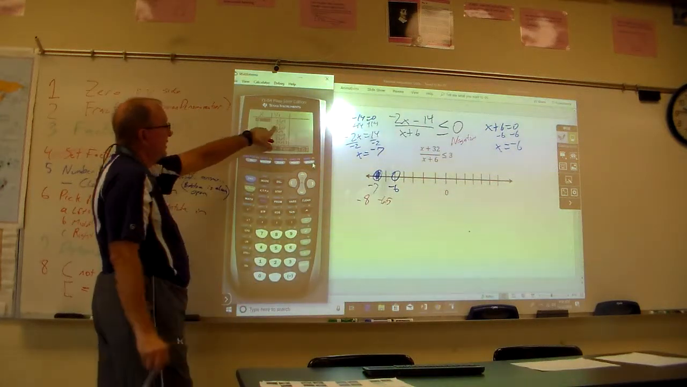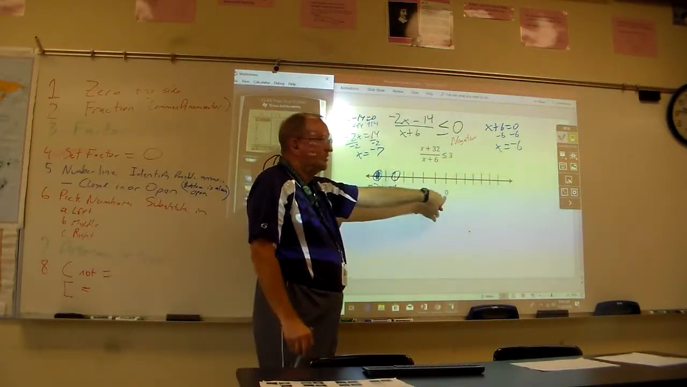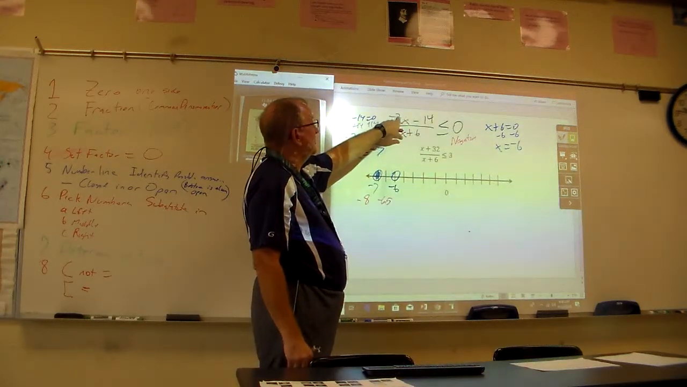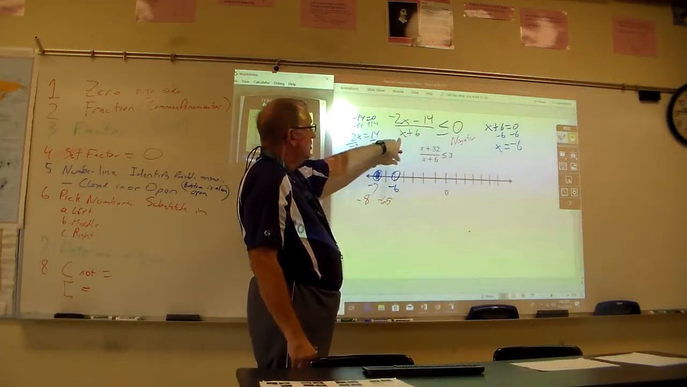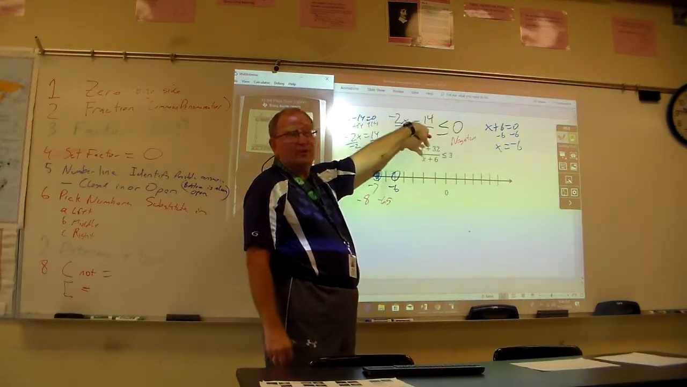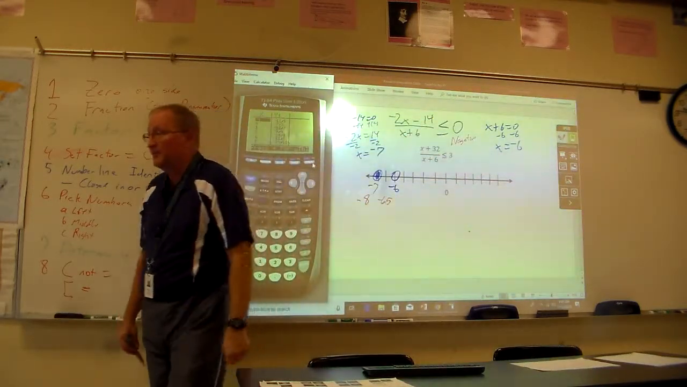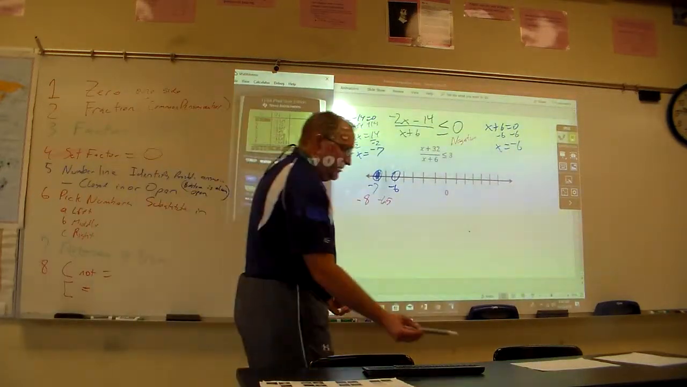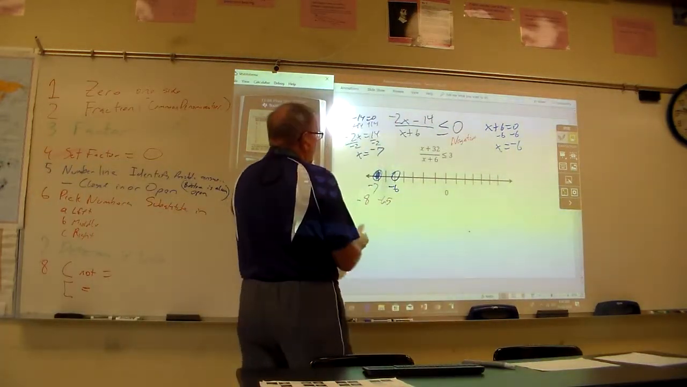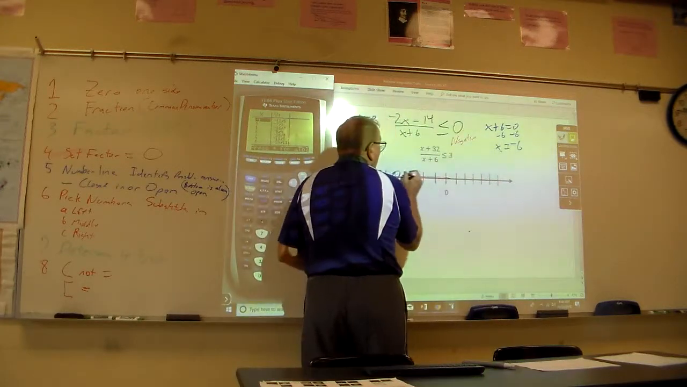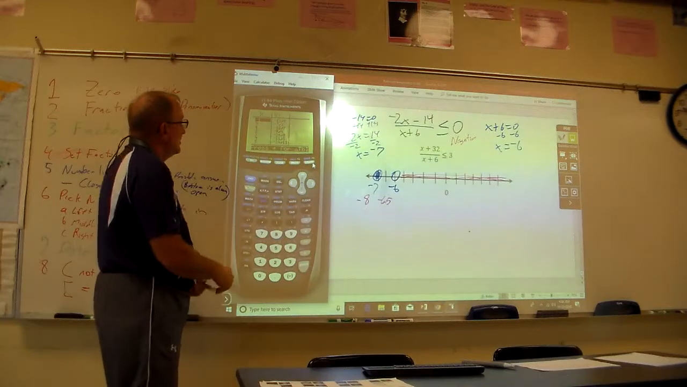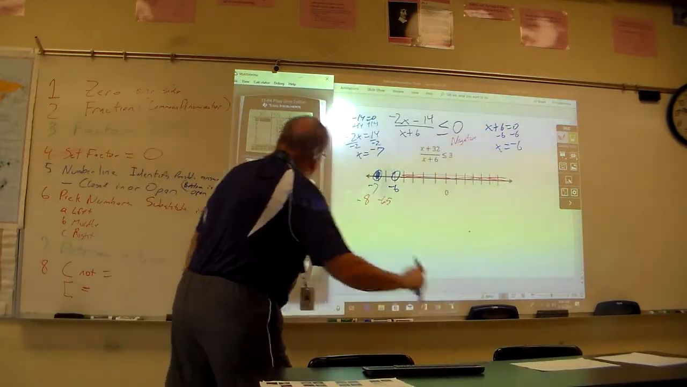And notice, what do we see at 0? At 0 I got negative 7 thirds. Which if I put a 0 in here, it goes away. I have negative 14 over 0 plus 6. And negative 14 over 6 would be a negative 7 thirds. So I know that all the numbers on this side are good numbers, right? Because they're negative, correct?